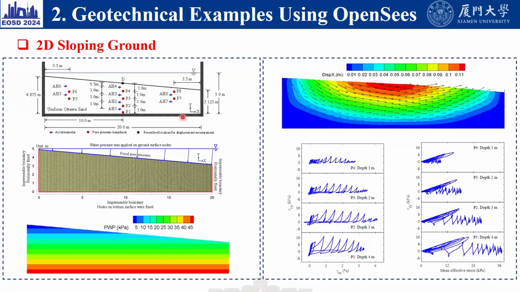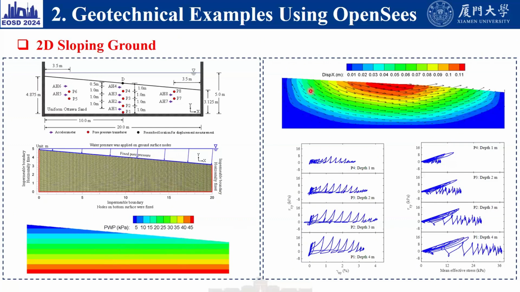So this model was verified by many centrifuge tests in the past 5 years. So we create a finite element mesh for this mildly sloping ground. The inclination angle is 5 degrees, and the whole model is underwater. So for this model, we have to specify the water pressure on the ground surface node. And this figure just shows the pore pressure distribution. So it's realistic, right? Because the pore pressure is increasing along the depth.